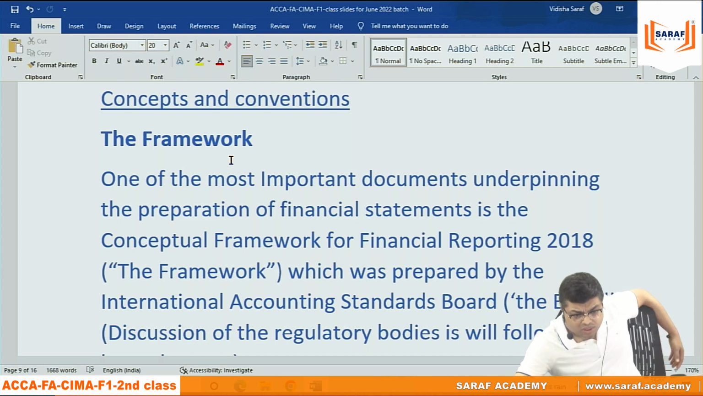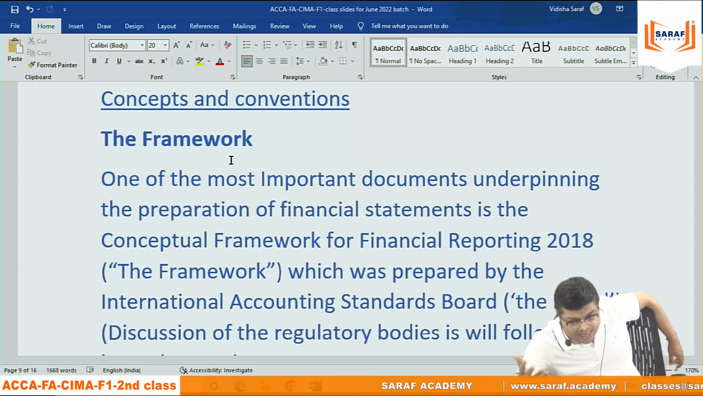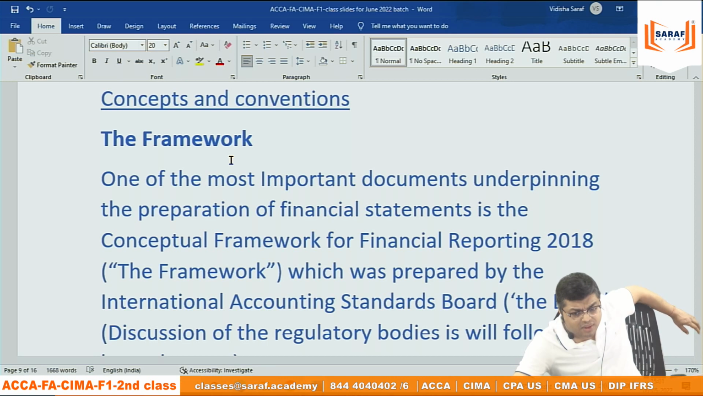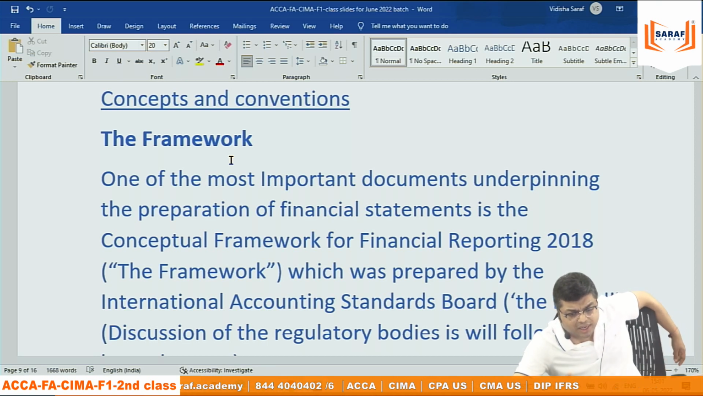Even now, when I teach derivative transactions at the highest level, I find there are so many mistakes which need to be rectified. So the problem is that the framework cannot be fixed. But presently the framework which is applicable is the 2018 framework. After 2018, a new framework has not been published.